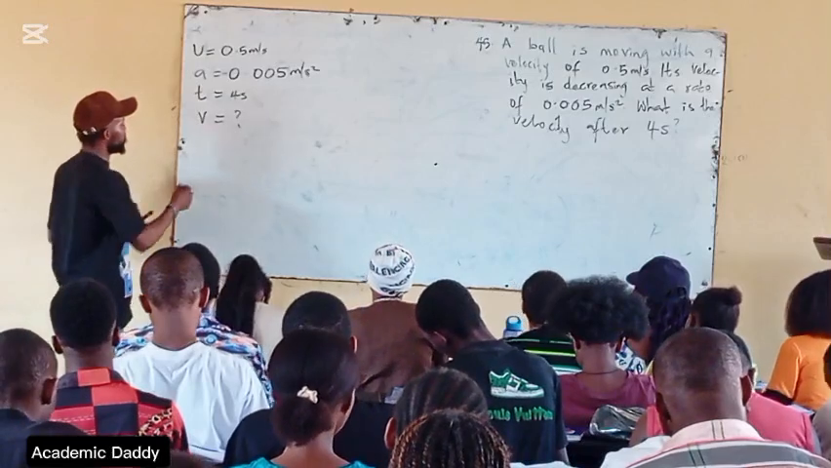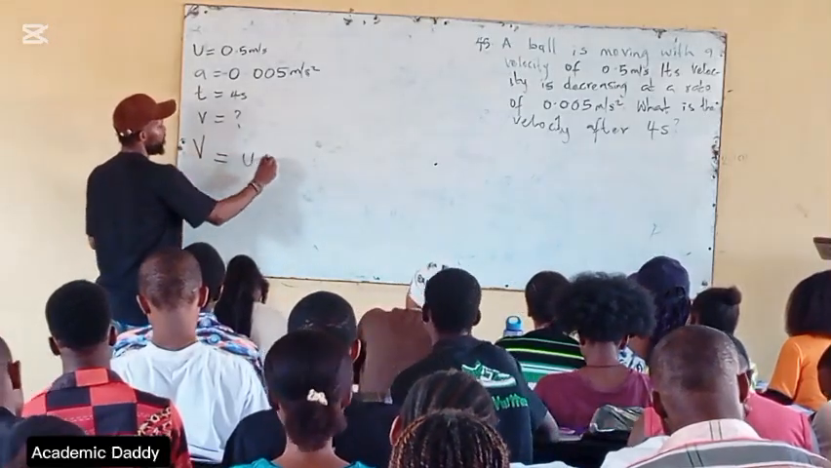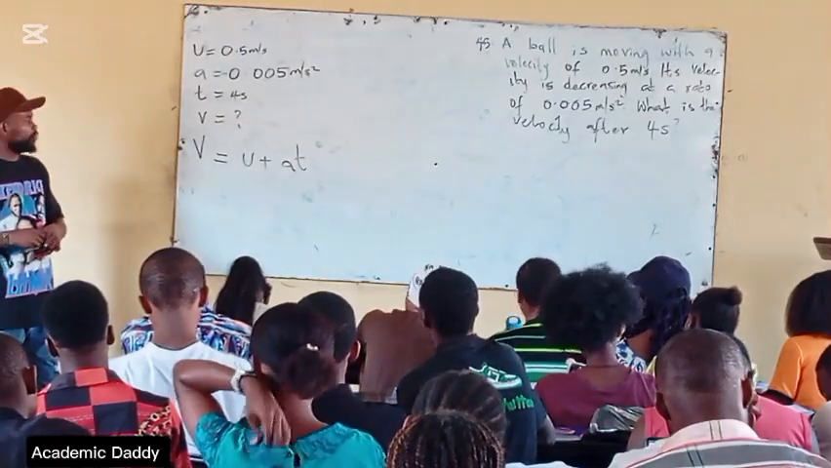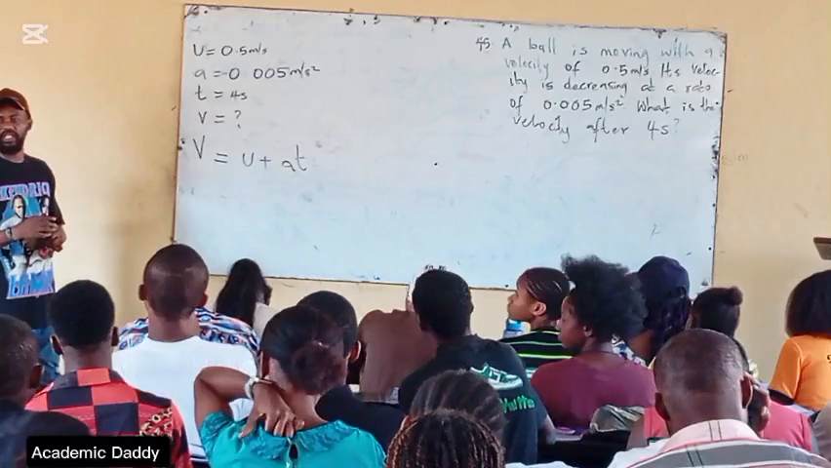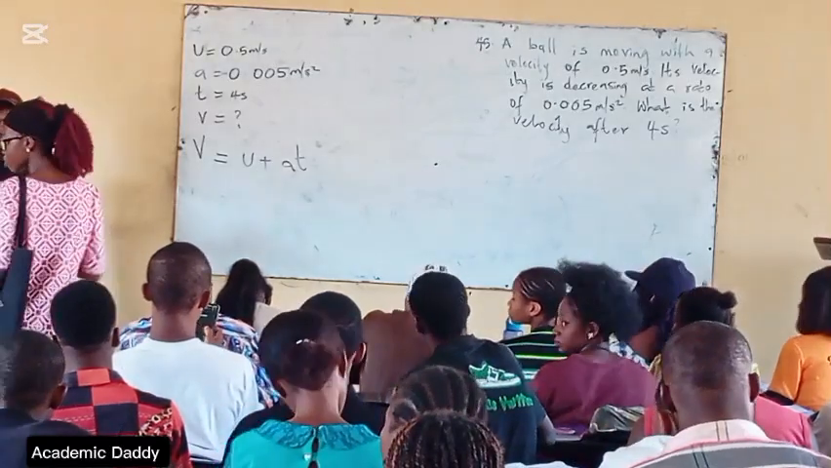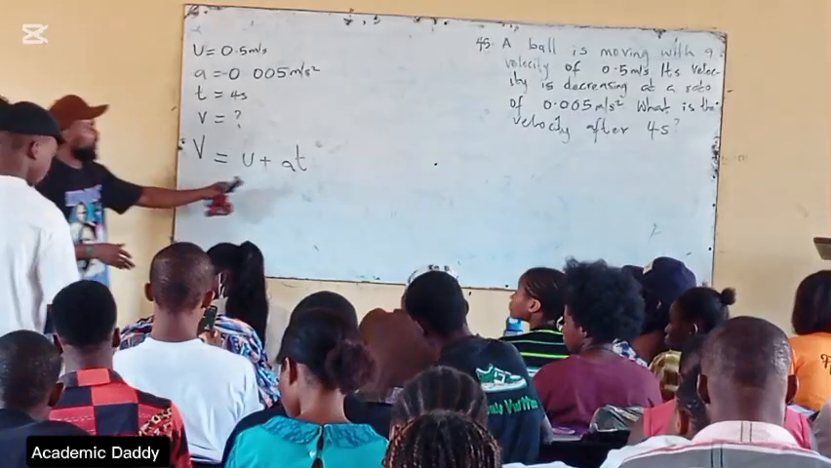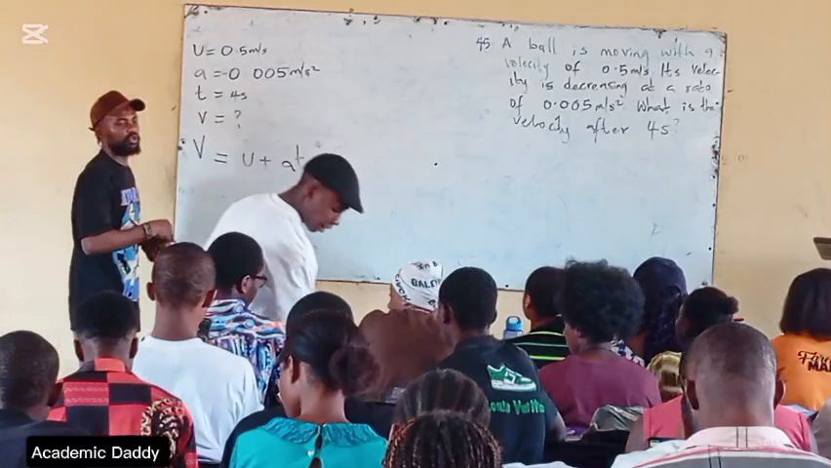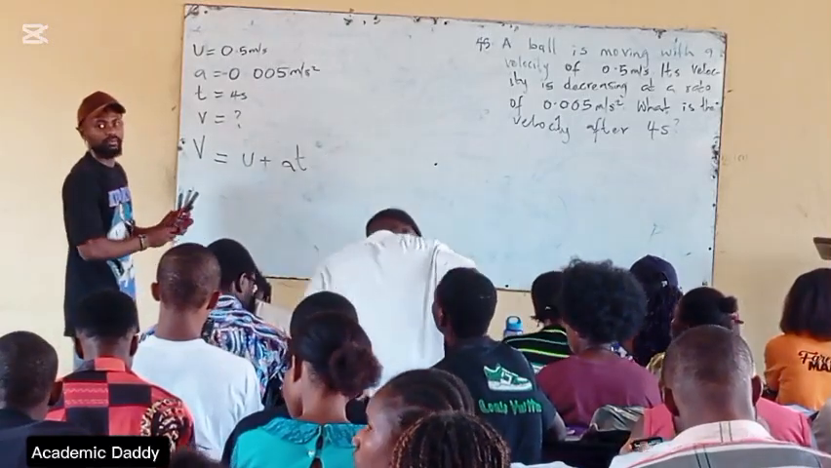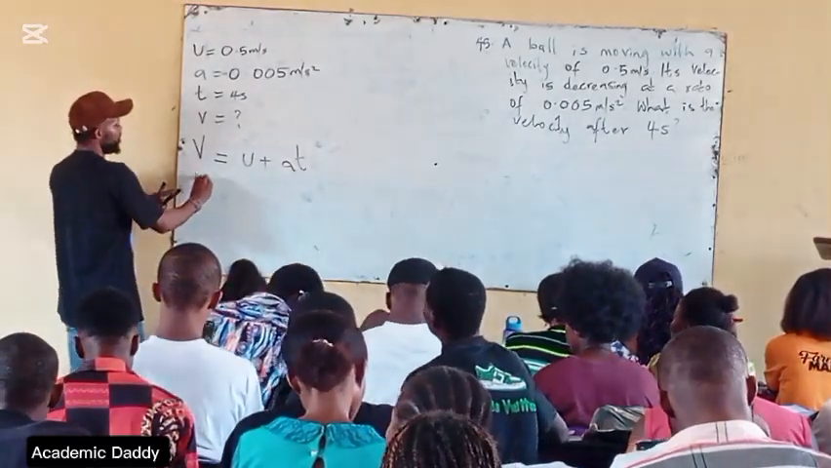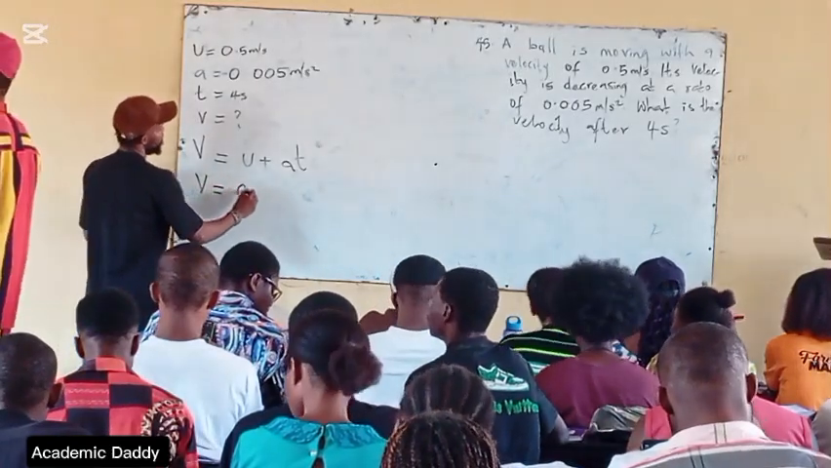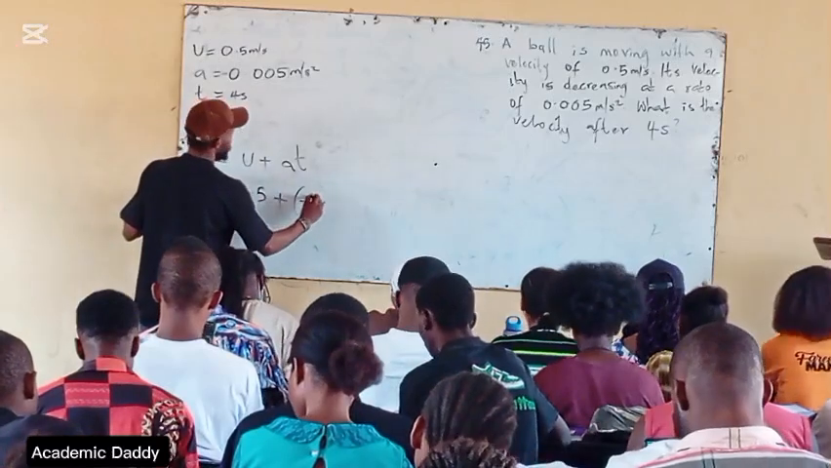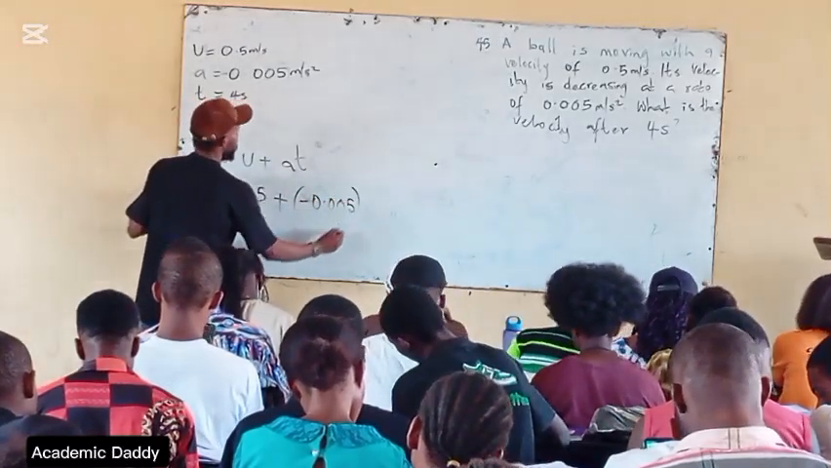So now I will put this inside the formula v equals u plus at. Please, it's not about cramming or memorizing equations of motion. It's about whatever you are given in your question, being able to pull it out, and then you know the equation to use. Because if I'm not given time, I try to use the one that does not have time. One thing about equations of motion is that every one you use will give you an answer. So v is now equal to 0.5 plus minus 0.005 times 4.